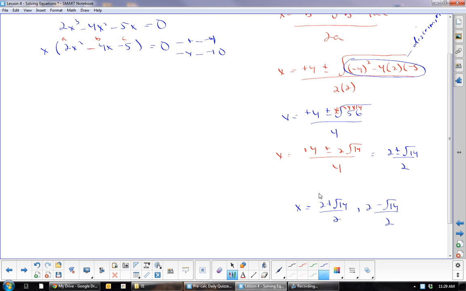This one's really tricky though, because that's not our final answer. x also equals 0, yes, because remember we took out an x right at the very beginning, and 0 makes the whole side equal 0. So x is 0, or if you put 2 plus root 14 over 2 in this, it'll make it equal 0, or 2 minus root 14 over 2.